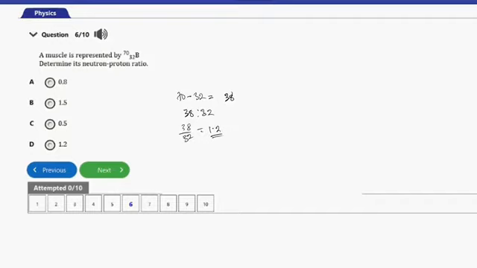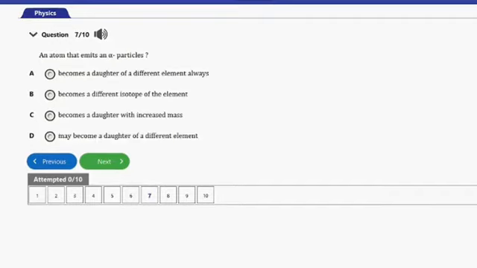Let's go ahead and consider the next question, guys. Alright, so guys, the next question we have here is question number 7. It says an atom that emits an alpha particle: A, becomes a daughter of a different element always. B, becomes a different isotope of the element. C, becomes a daughter with increased mass. D, may become a daughter of a different element. So guys, the answer to this question is option D. An atom that emits an alpha particle may become a daughter of a different element. So that's it for this question.